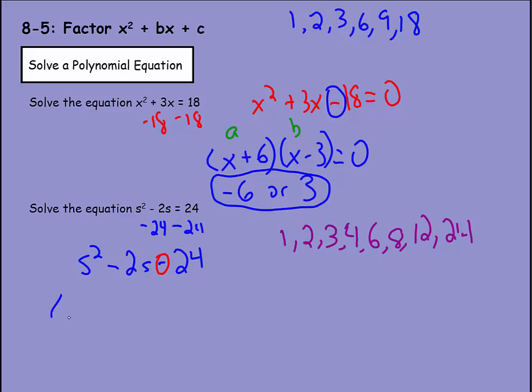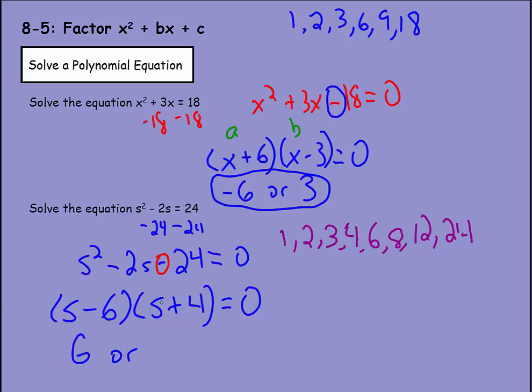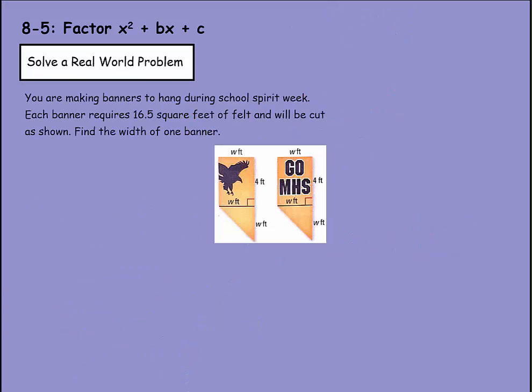So if I factor this out, it would be s minus 6, and then s plus 4, and that equals 0. I forgot to put that up here. So now either this one needs to be 0 or this one needs to be 0. If this was 0, that would be positive 6, or this would be negative 4. So these are my two answers for this factor.